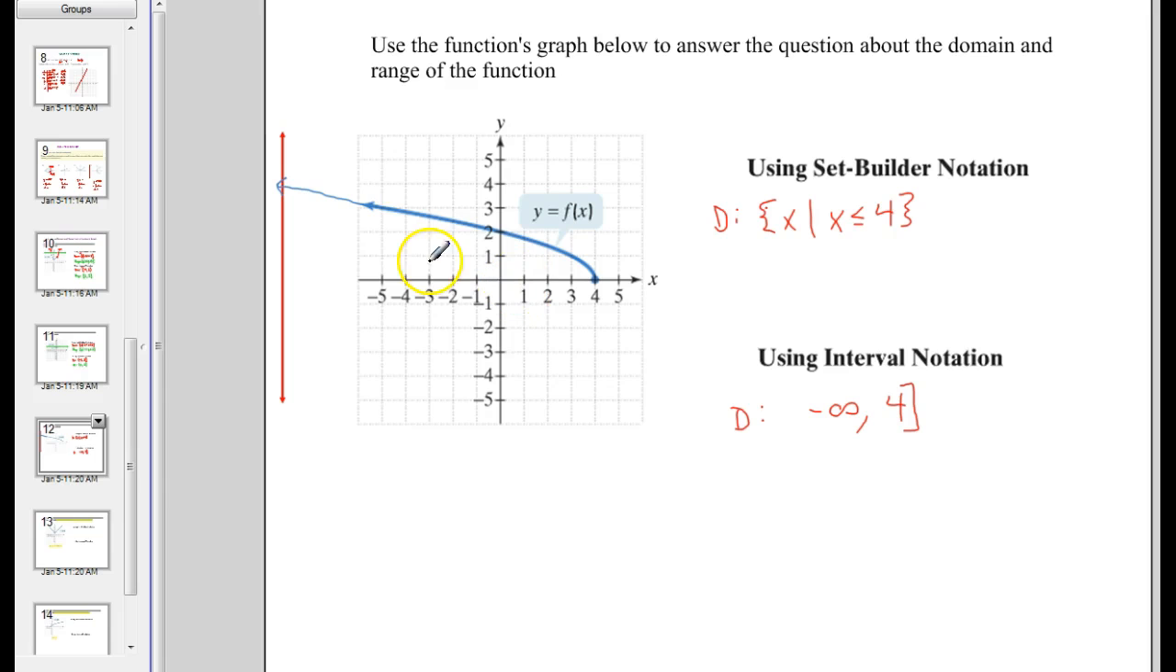We don't have an open dot over here on the left side where the negative infinity is, but we still use a parentheses always with infinity or negative infinity. Always use a parentheses.